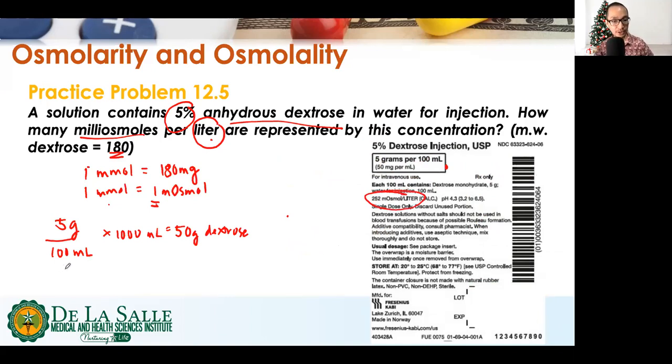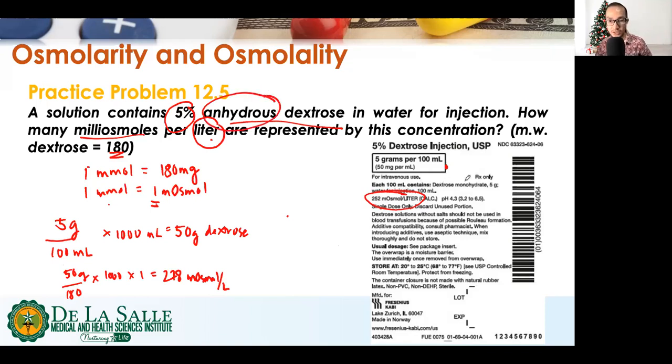What we computed, let me just rewrite: 50 grams divided by 180 times 1,000 times 1. This is about 278, or 277.8 milliosmoles per liter. So what's the difference? Why does this say 252 milliosmoles per liter? It has something to do with the dextrose.